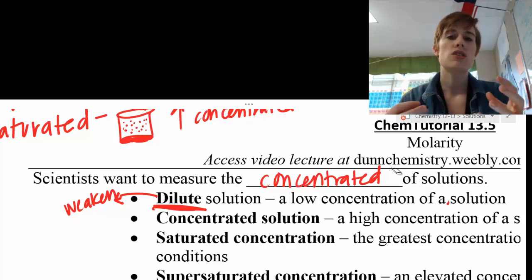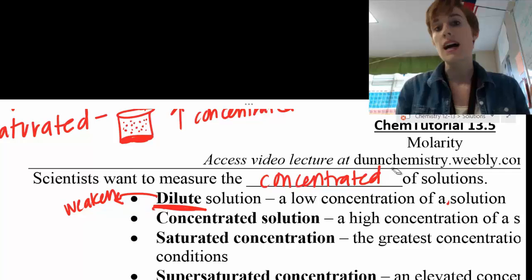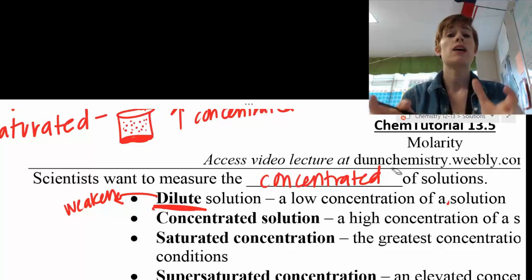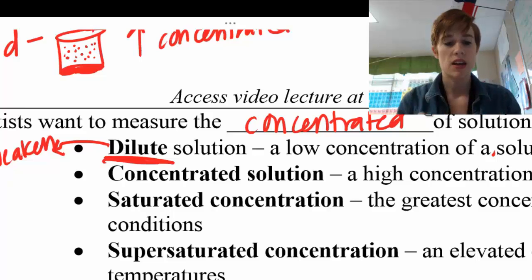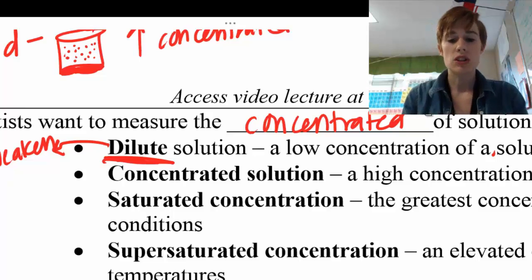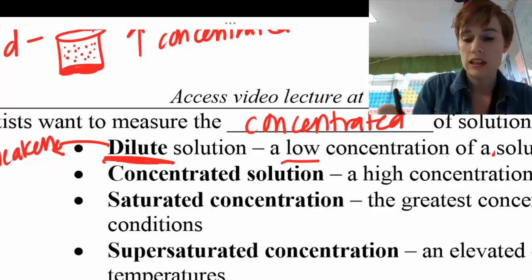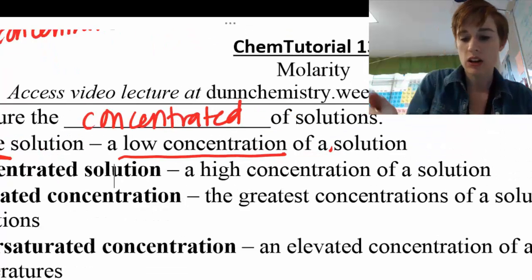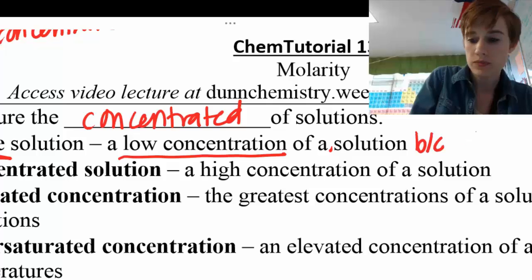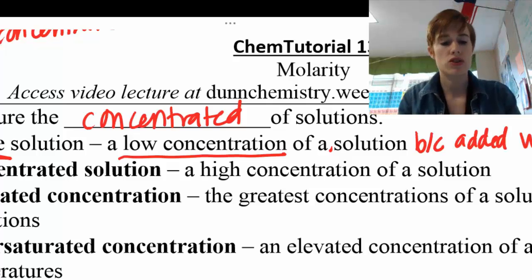If your concentrated solution is too strong, too concentrated, too saturated, then you can weaken your concentration by adding water. That's called diluting something. So a dilute solution is a solution that has a low concentration because you added water. So I'm going to add that here: a low concentration because you added more of your solvent.